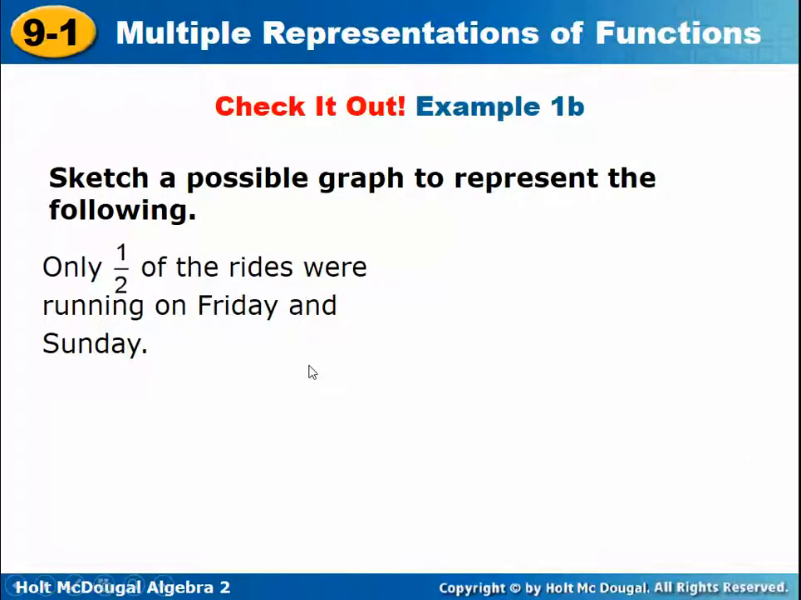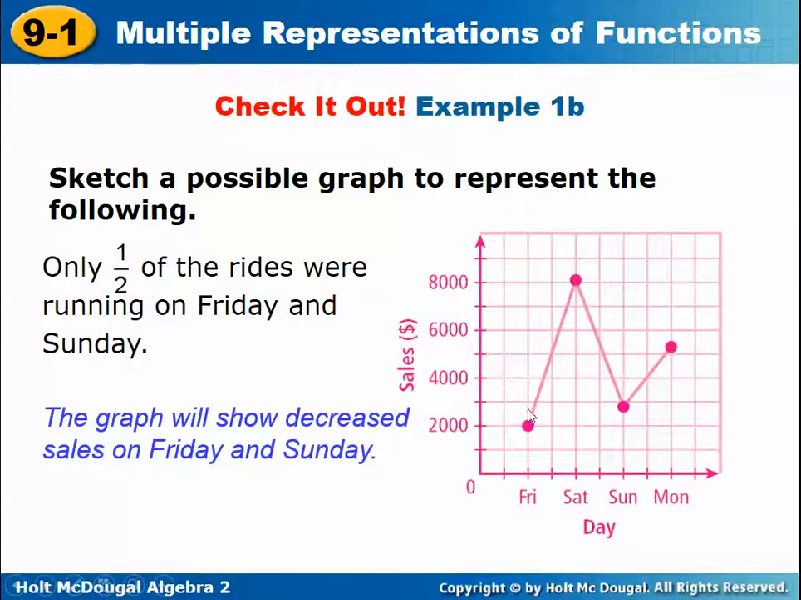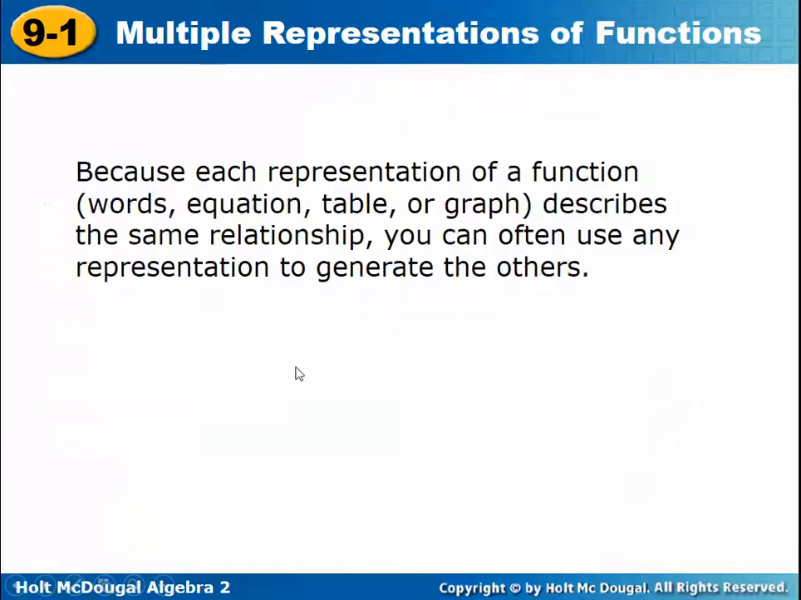And how about this one? Only half of the rides were running on Friday and Sunday. So on Friday and Sunday there were fewer ticket sales because there weren't as many rides, so people didn't want to go. So Friday it was low, Saturday was high because all the rides were working, Sunday was low, Monday was back up again. So this is just a possible graph. We aren't using actual data, we're just saying this graph could match this verbal description.